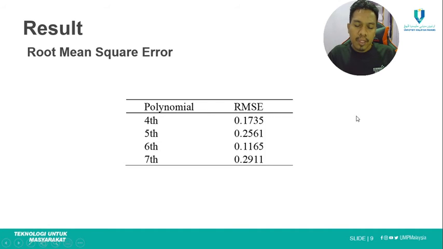Therefore, to choose the best polynomial approximation equation, we have applied root mean square error, where we calculate all the error for each curve. Based on the RMSE value, the sixth polynomial equation has been chosen due to the least value of RMSE, which is 0.1165.